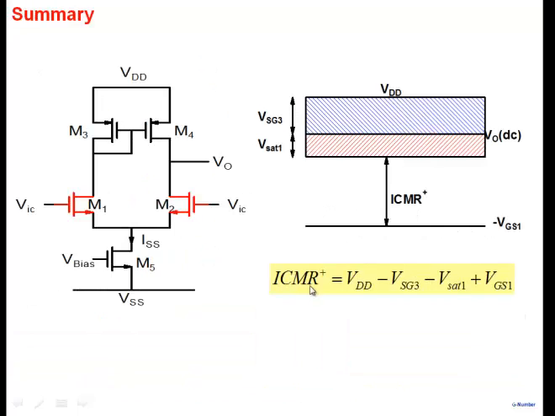This is another way of looking at it, the same diagram that I've plotted. The voltage at the source is minus VGS1. The voltage at this particular node is VDD minus VSG3. And we have to make sure that the transistor stays in the saturation region. So this is VSAT1 here, and the gap between these two is what is ICMR plus. So that's the same thing depicted in this particular form of a diagram.